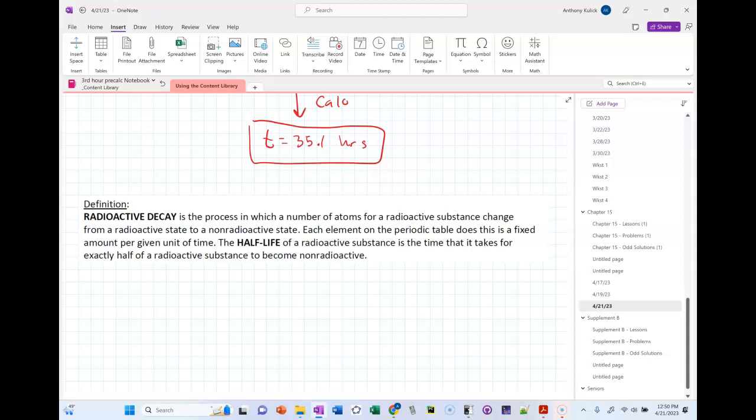All right, we have one more model to talk about. That's the radioactive decay model. Do you guys know what radioactive decay is? I don't know what radioactive is. I do. I'm a big fan of Spider-Man.